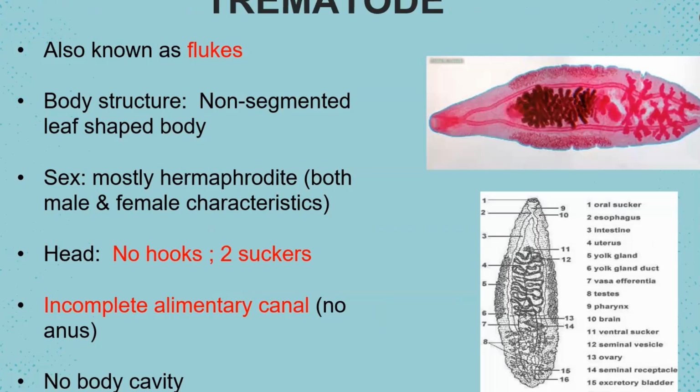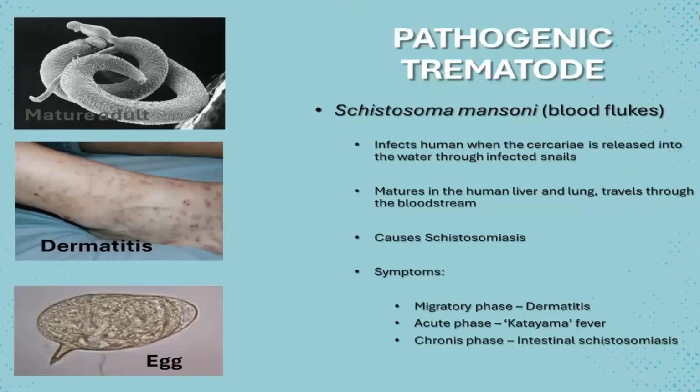Another organism, trematode, also known as flukes. The body structure is not segmented, with a leaf-shaped body. Sex is mostly hermaphrodite, with both male and female characteristics. The head has no hooks, only suckers. Incomplete alimentary canal and no anus. It also has no body cavity. Okay, next.